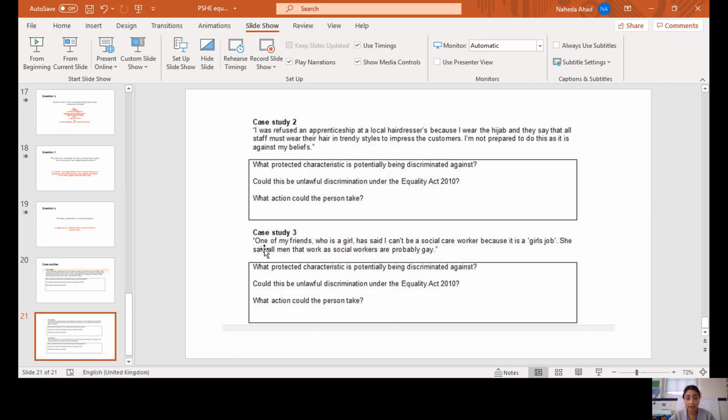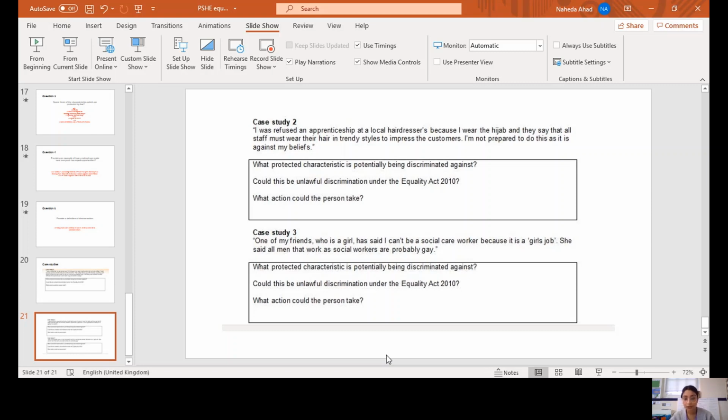And lastly, for case study 3, one of my friends who is a girl has said, I can't be a social care worker because it is a girl's job. She said all men that work as social workers are probably gay. Now, this is definitely discrimination against somebody's sexual orientation. So it's really important that you've written that down for number 1. The first one is sexual orientation.